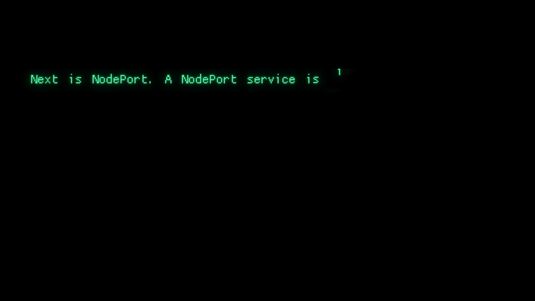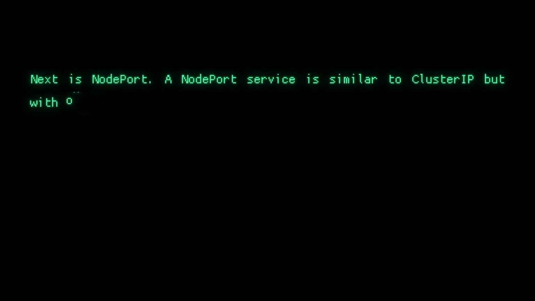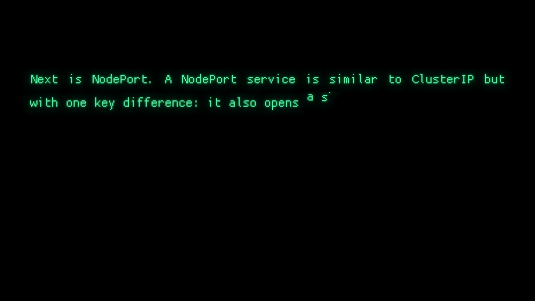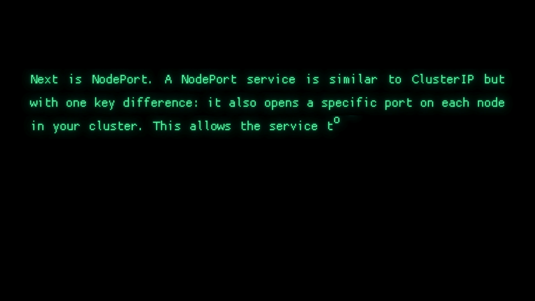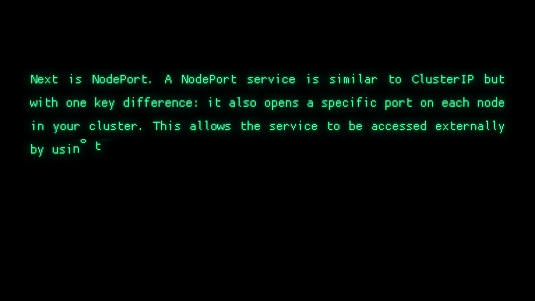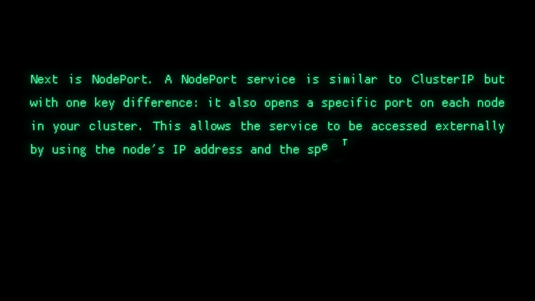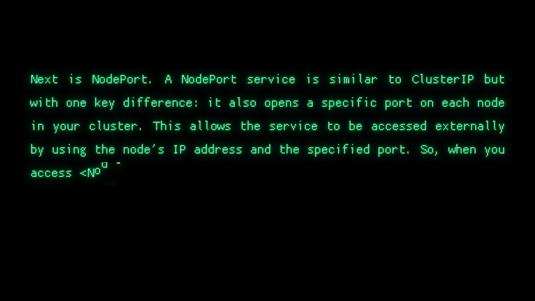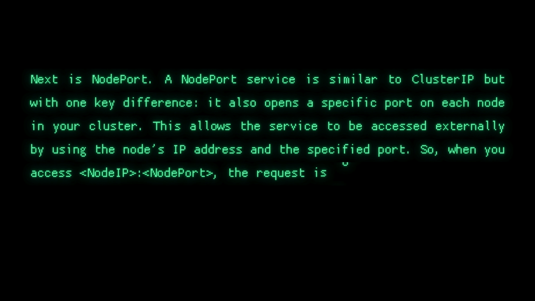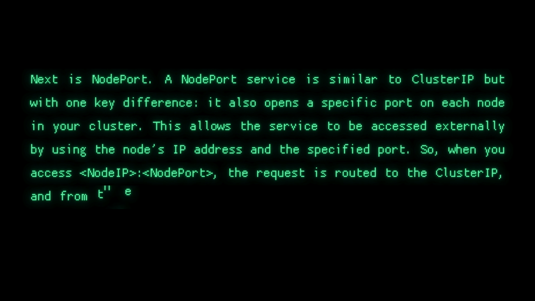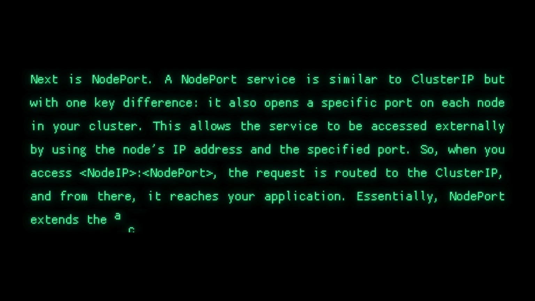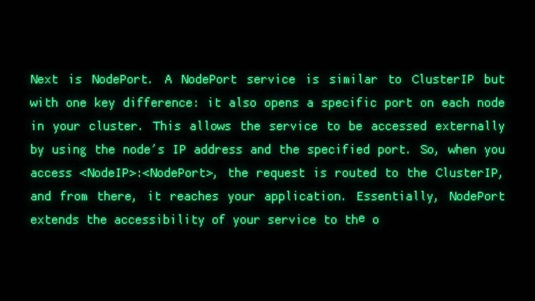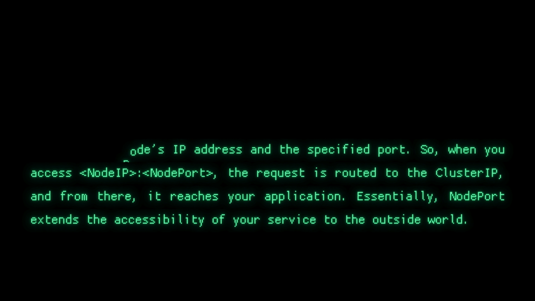Next is NodePort. A NodePort service is similar to ClusterIP, but with one key difference. It also opens a specific port on each node in your cluster. This allows the service to be accessed externally by using the node's IP address and the specified port. So when you access node IP:NodePort, the request is routed to the cluster IP, and from there, it reaches your application. Essentially, NodePort extends the accessibility of your service to the outside world.